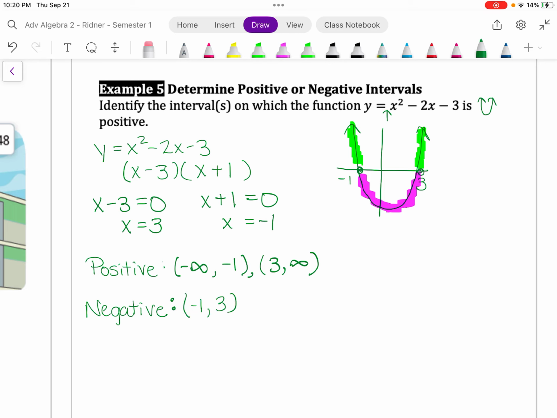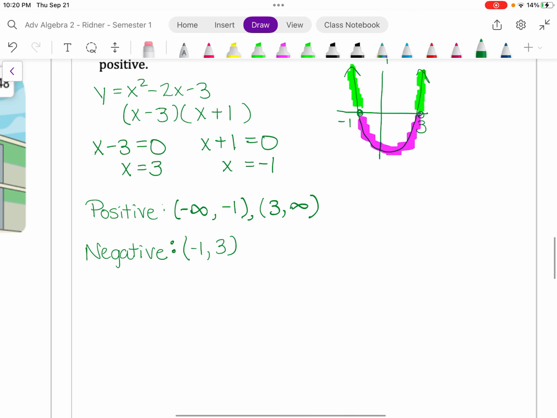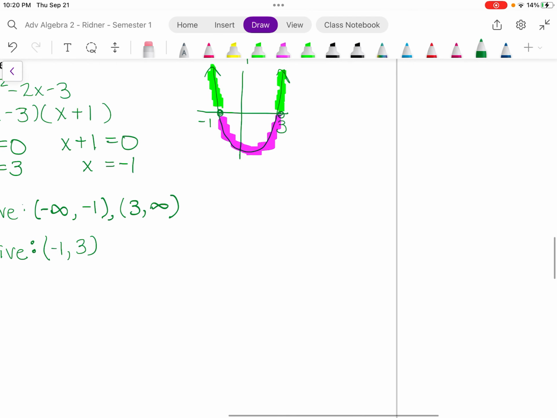So again, could I have just went straight to Desmos from the get-go? Yes, but we are learning more about why these things happen and how they tie together for positives and negatives. We could also do testing points. So think about a number line.